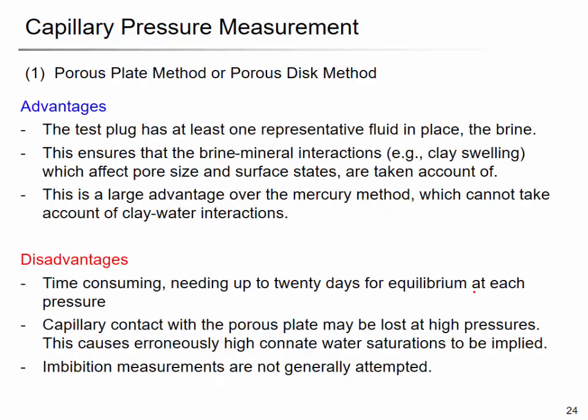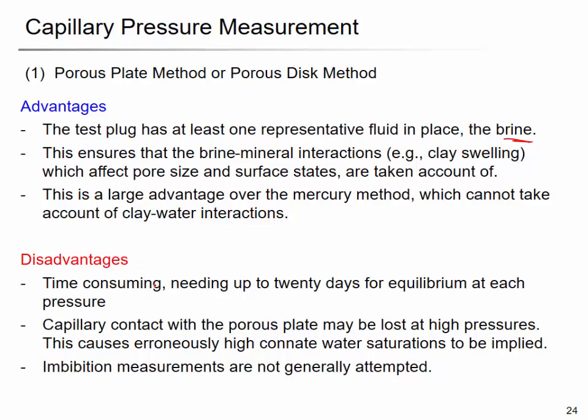Porous plate, the advantages and disadvantages are here. The advantage is that at least one representative fluid is in place. So we are using the brine, so the brine and mineral interaction will be similar to the case in the reservoir. And this is a large advantage over the mercury method, which cannot take account of clay water interaction. But the porous plate method is time consuming.